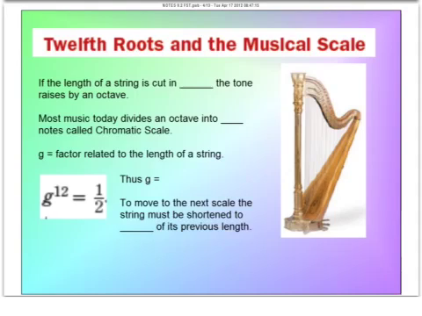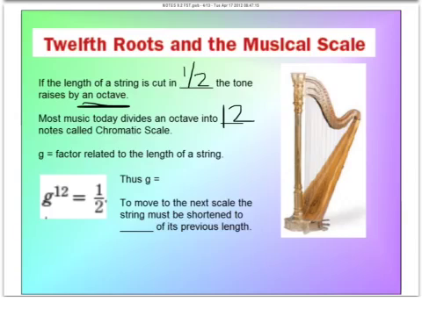If the length of a string, for example, in a harp, is cut in half. So you have a length of a string, let's say it's a foot long. If you cut it in half to 6 inches long, the tone raises by an octave. So every time you take a string and cut it in half, the tone raises by 1 octave on a harp, for example, or a piano, or so forth. Most music today divides an octave into 12 notes, and they call that a chromatic scale. So one complete octave will have 12 notes within it.